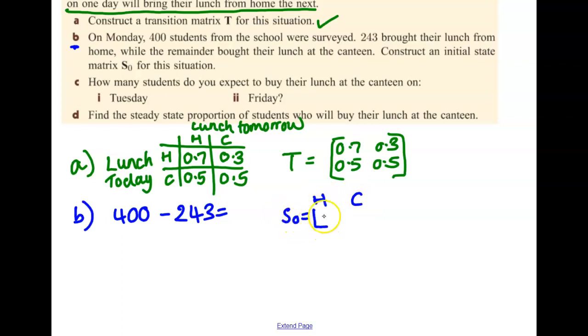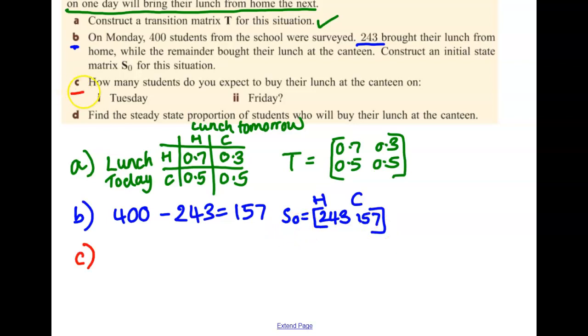So we're going to write in here what we've got. 243 bought from home. And we know 400 minus 243 is 157. So we know that 157 bought their lunch from the canteen. And that is our S0.